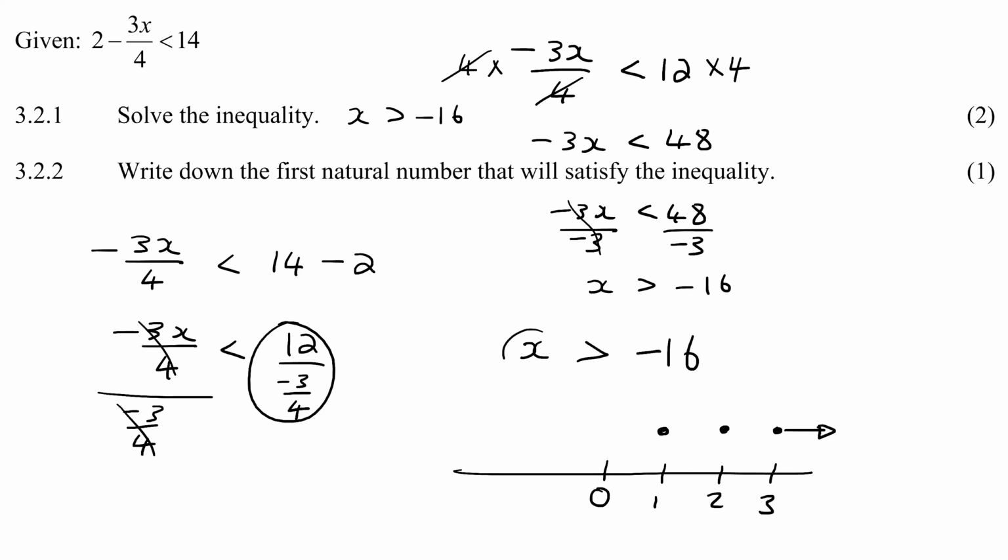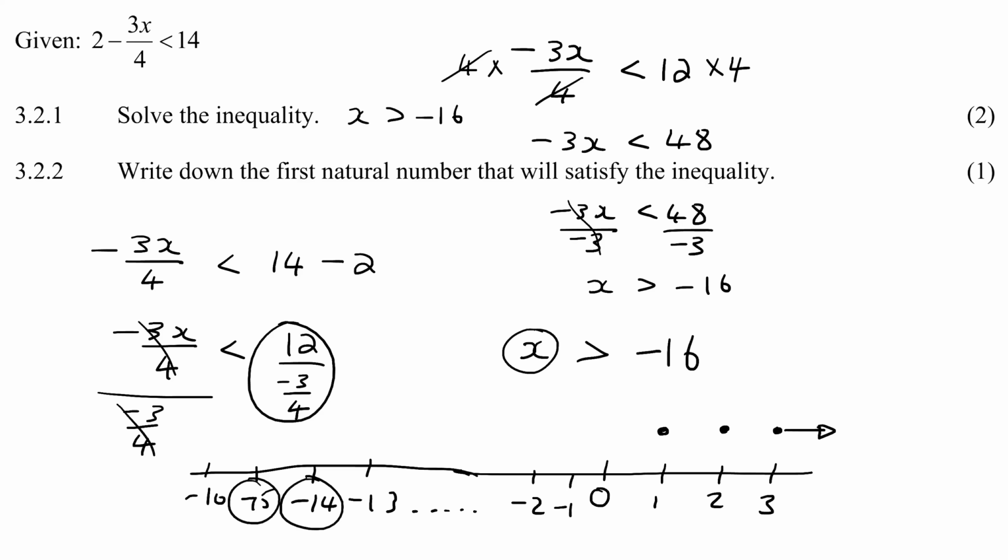So it says that x can be any number bigger than minus 16. So if minus 16 is over here, well, it would be a lot further, but you get the idea. It would be like over here. And then you'd get minus 15, 14, 13, dot, dot, dot, minus 2, minus 1. So x can be any number bigger than minus 16. That means x can be any number to the right of that. So minus 15, minus 14, minus 13, all of those are bigger than minus 16.